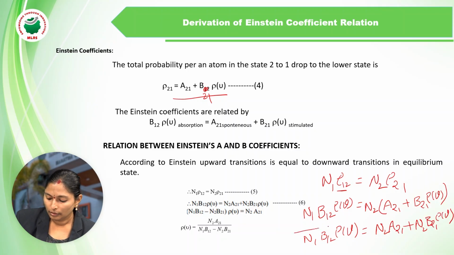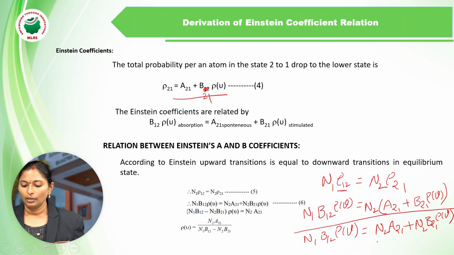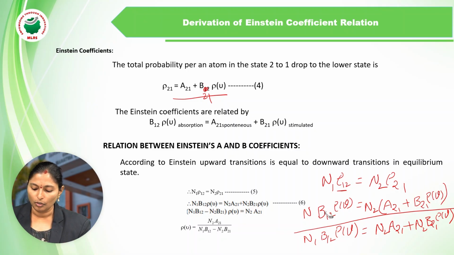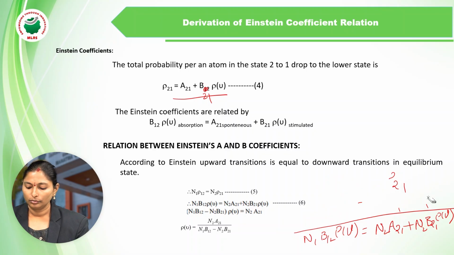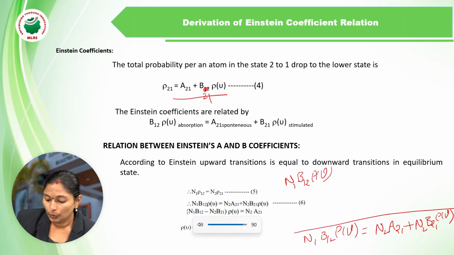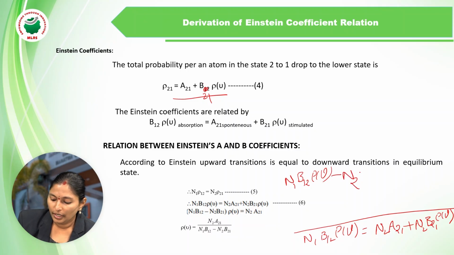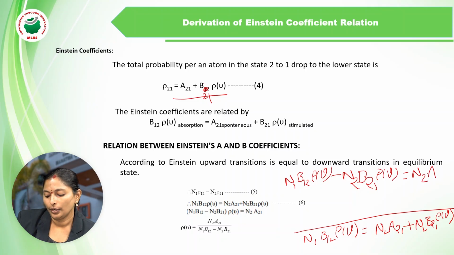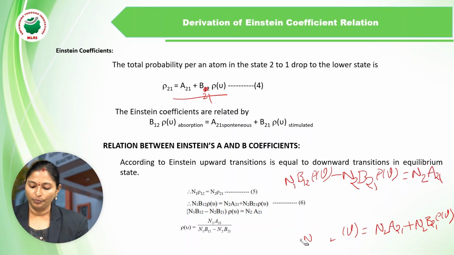Okay, clear? Now what will we do? We will take the rho nu terms to one side. So then we get N1 B12 rho nu minus N2 B21 rho nu equal to N2 A21. Okay. So next step.